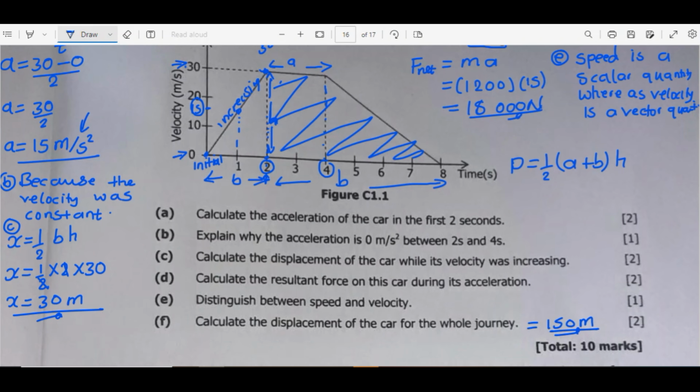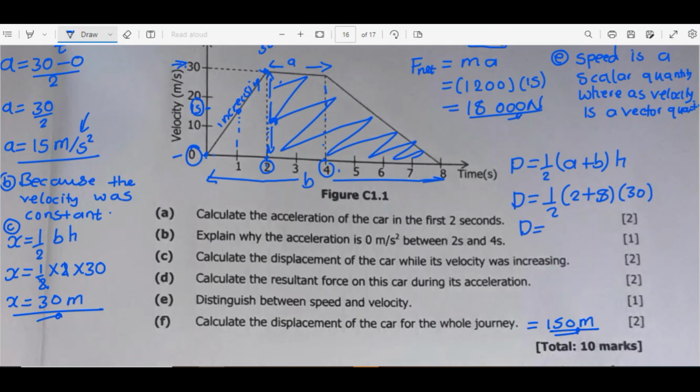The only difference this time is that the base will start from 0 up to 8. We are not going to do any subtraction. So our b is this one, since we want to find the whole total distance at once. But the height for a remains the same. So let's do our math. Half a is still 2 plus c. B, since we are starting from 0 up to 8, B is 8, then the height is 30.